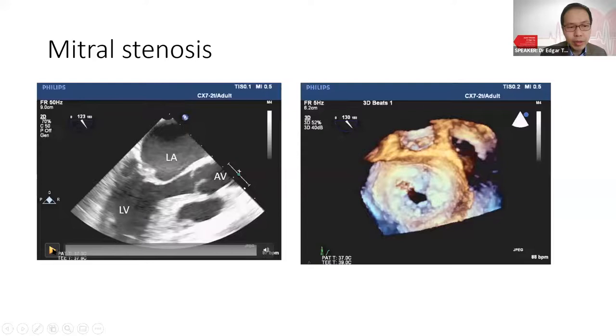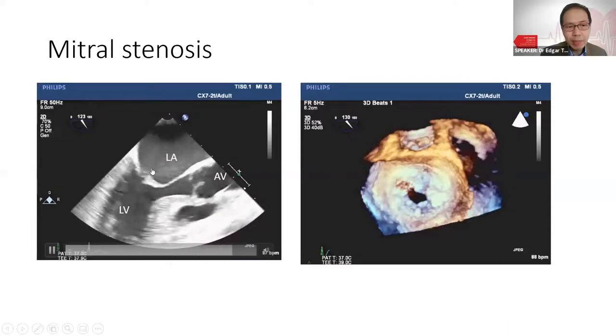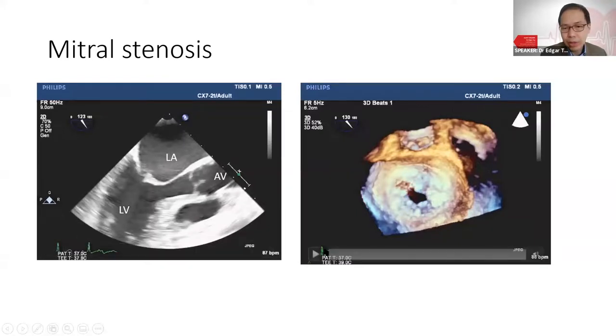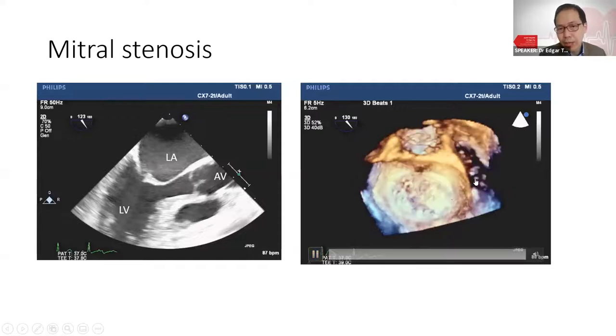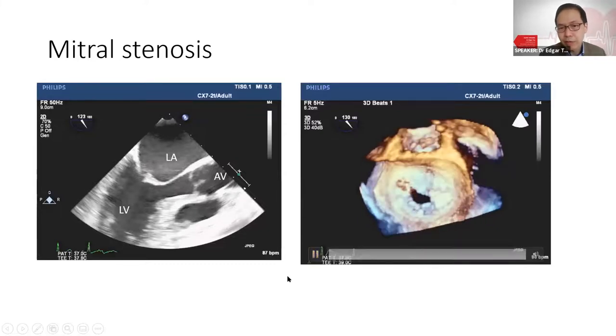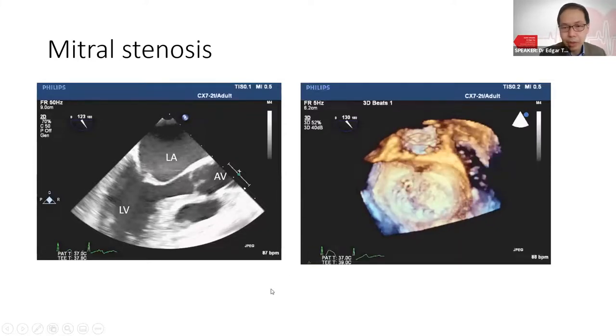So remember, auscultate, image, and manage. So imaging is important here. If you look at this picture, you can see that the mitral valve, the anterior and posterior leaflet, are almost like glued to each other and they are not opening well. And this is typical of severe mitral stenosis. And a three-dimensional echo will show you what a real fish mouth stenosis looks like. And that's where you can see and confirm the pathology by what you saw earlier on.